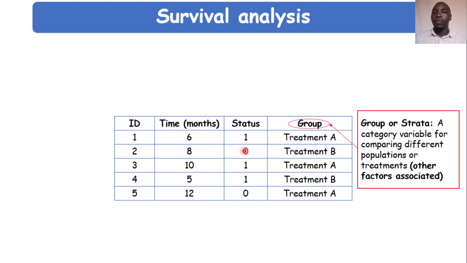And we also have the group variable, or the strata, which is a categorical variable for comparing different populations or treatments. For instance, if you want to compare the survival times for people receiving treatment A versus those receiving treatment B, and see which one is maybe higher than the other, or whether there are statistically significant differences, then that is the grouping variable. Sometimes you have very many explanatory variables. So here we only have 1, but you may have more variables to explain survival.